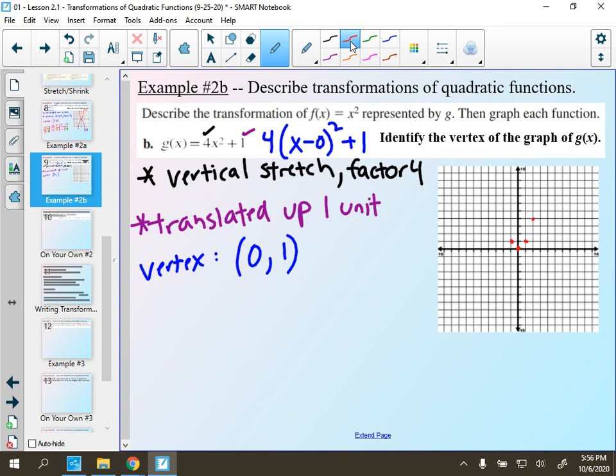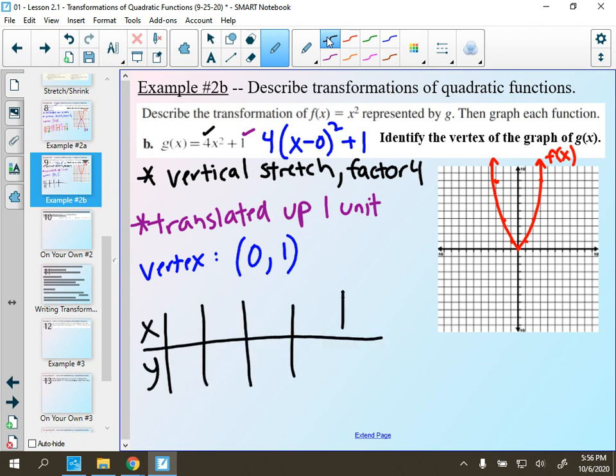I'm kind of counting, so just bear with me here. F of x. All right, so now let's center up this vertex. 1, 2, 3, 4. So 0, 1, so we'll go up. I think we're okay just counting by ones here. -1, -2.